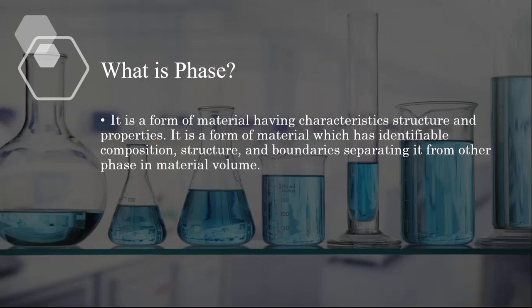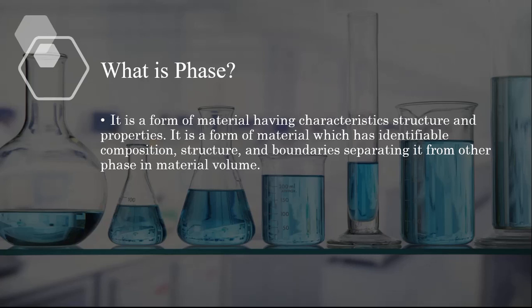So any material which has some sort of identifiable characteristic. That means it should have some sort of a luster, some sort of a color, some sort of pattern, some sort of appearance, composition that is different from other materials. So this form of a material having different characteristics is nothing but its phase.